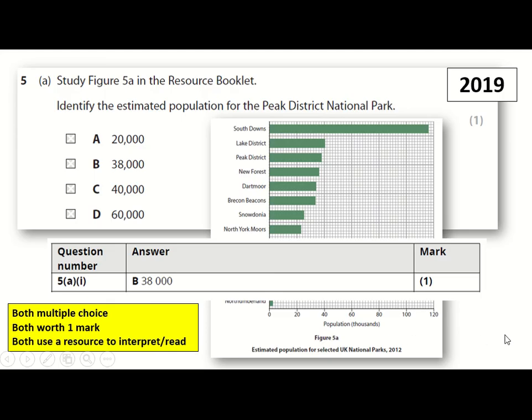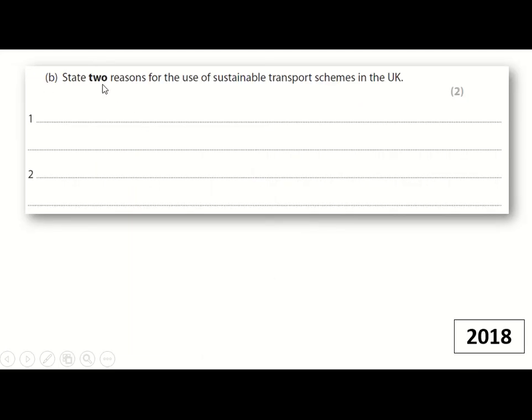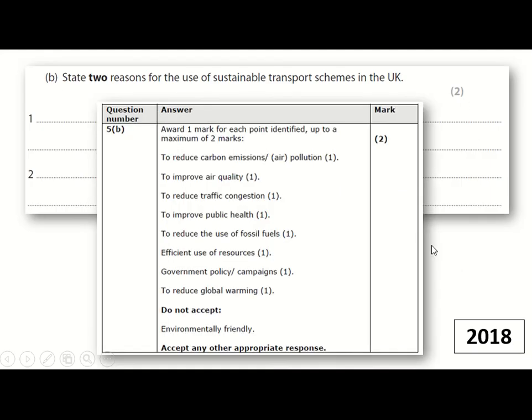Okay? Now, second question. State 2 reasons why for the use of sustainable transport schemes in the UK for 2 marks. Have a go, pause the screen, when you're ready, unpause. Okay, so this says state, so it's not asking to explain anything, it's just 2 words or 2 sentences. Why would you want to use sustainable transport? Reduce carbon emissions, reduce air pollution, improve air quality, reduce traffic congestion, but any 2 of these basically. But it does say do not accept environmentally friendly. That's just too vague, okay?